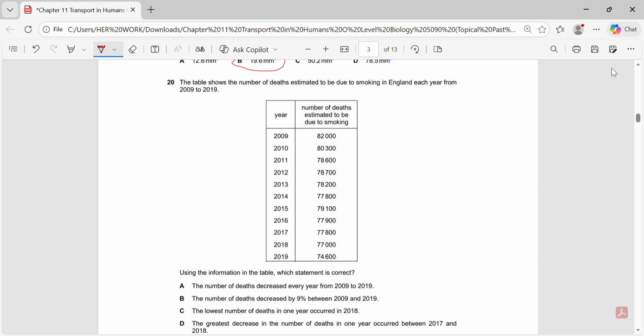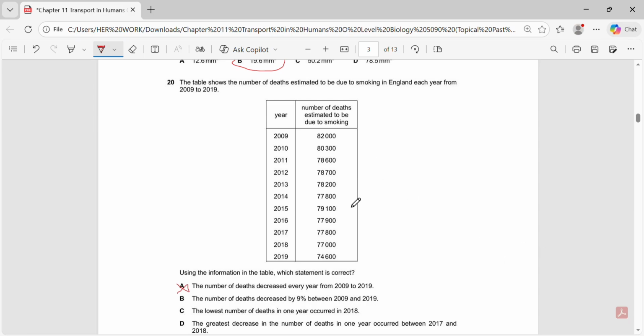Now, the next question says, the table shows the number of deaths estimated to be due to smoking in England each year from 2009 to 2019. Using the information in the table, which statement is correct? To answer this question, we carefully examine each option using the information provided. First, option A suggests that the number of deaths went down every year. This statement is not correct because in some years the number actually went up, for example from 2011 to 2012 and again from 2014 to 2015.